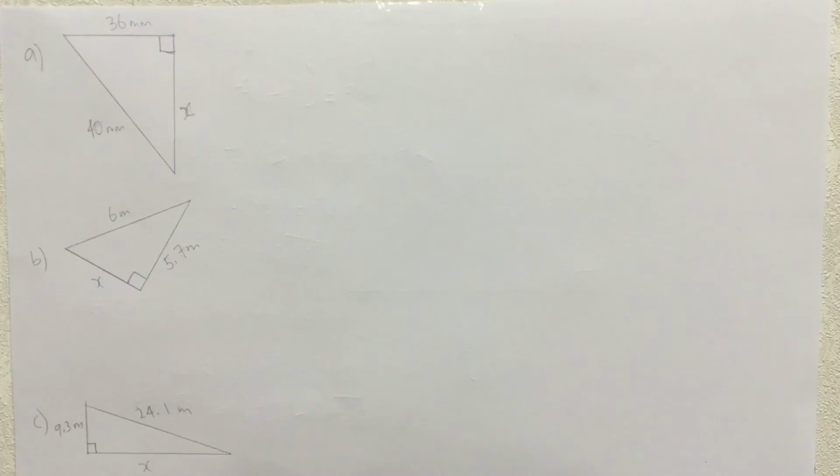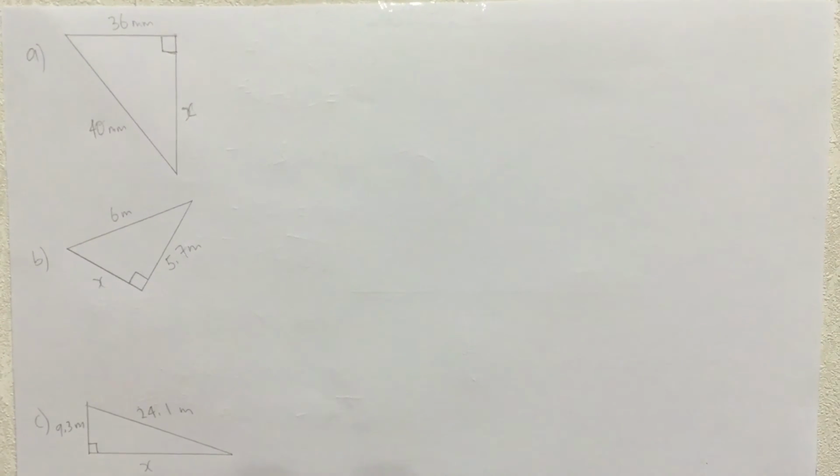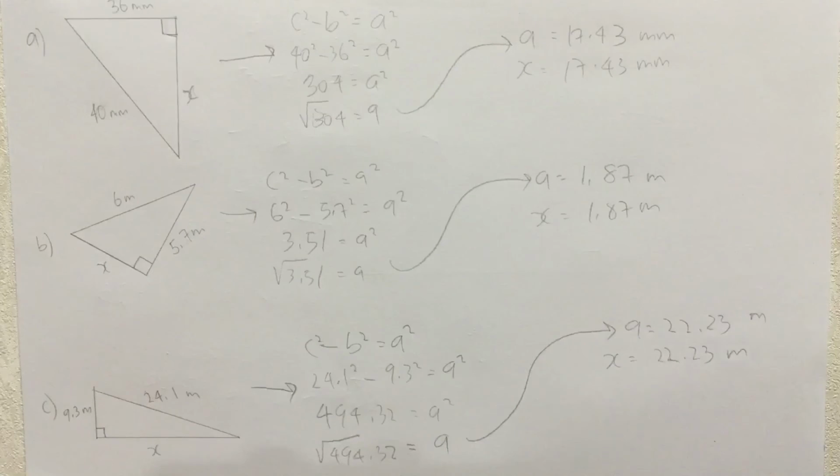Like before, there are 3 practice questions that you can use to test your skills. Feel free to pause the video and work on it before you continue watching. Here are the worked answers for the 3 questions. In all 3, I have written down C squared minus B squared equals A squared. It doesn't matter if you do C squared minus A squared equals B squared. If the B and A change around, it doesn't matter at all.